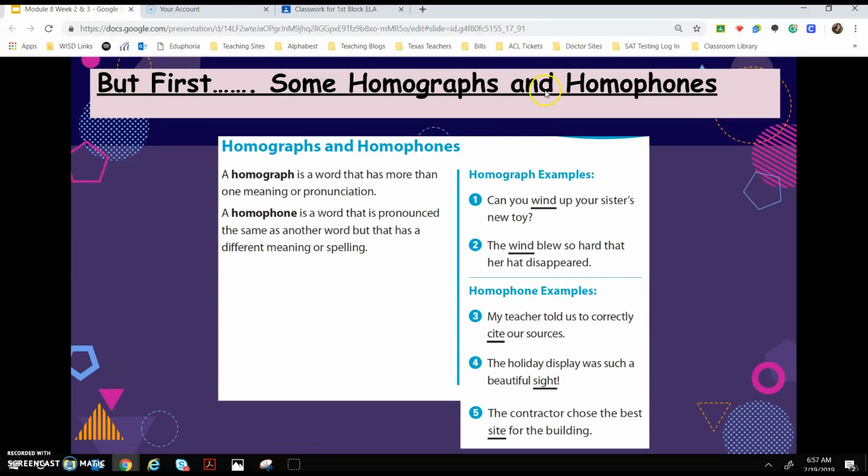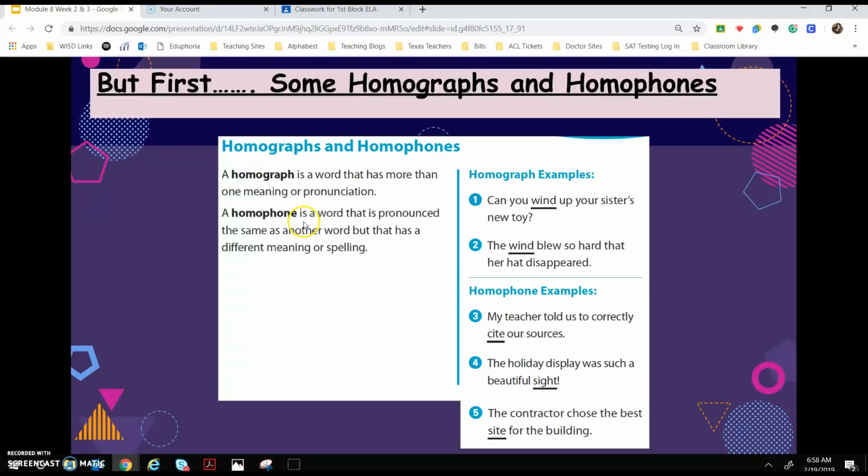So let's look at some homographs and homophones. We covered this a little bit last week. A homograph is a word that has more than one meaning or pronunciation. So when we look at the homograph examples here, can you wind up your sister's new toy? The wind blew so hard that her hat disappeared. Well, wind is like you're spinning it around in a circular motion. And then this is wind, which is the wind outside. So this word here has more than one meaning or pronunciation. So this is a homograph.